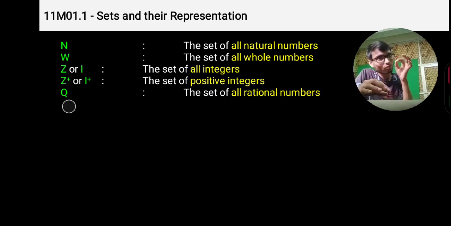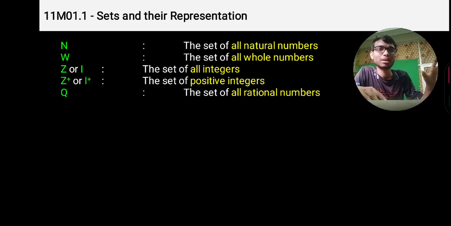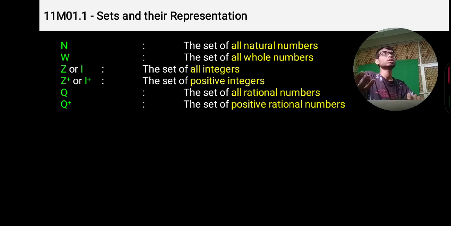We know that the first letter of rational is R, but why here is it Q? I don't know. It was said that Q will be the representation of a rational number. So we are using this letter Q for rational numbers. So Q is the set of rational numbers. Q plus, so I think what? The set of positive rational numbers.